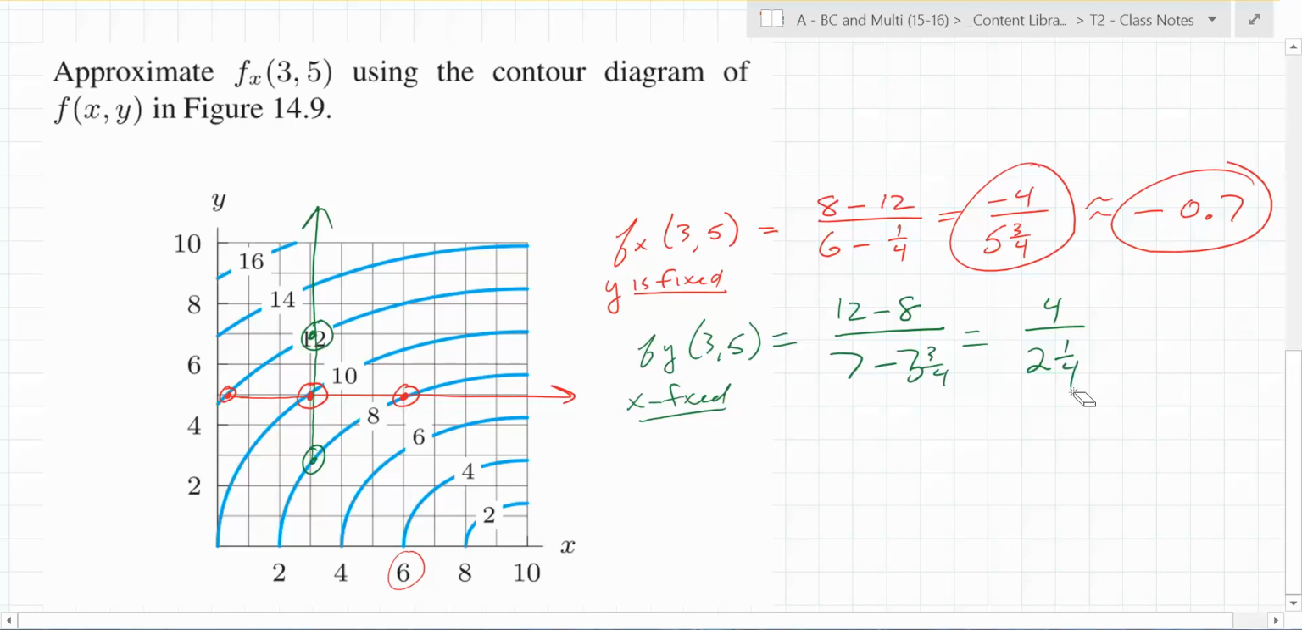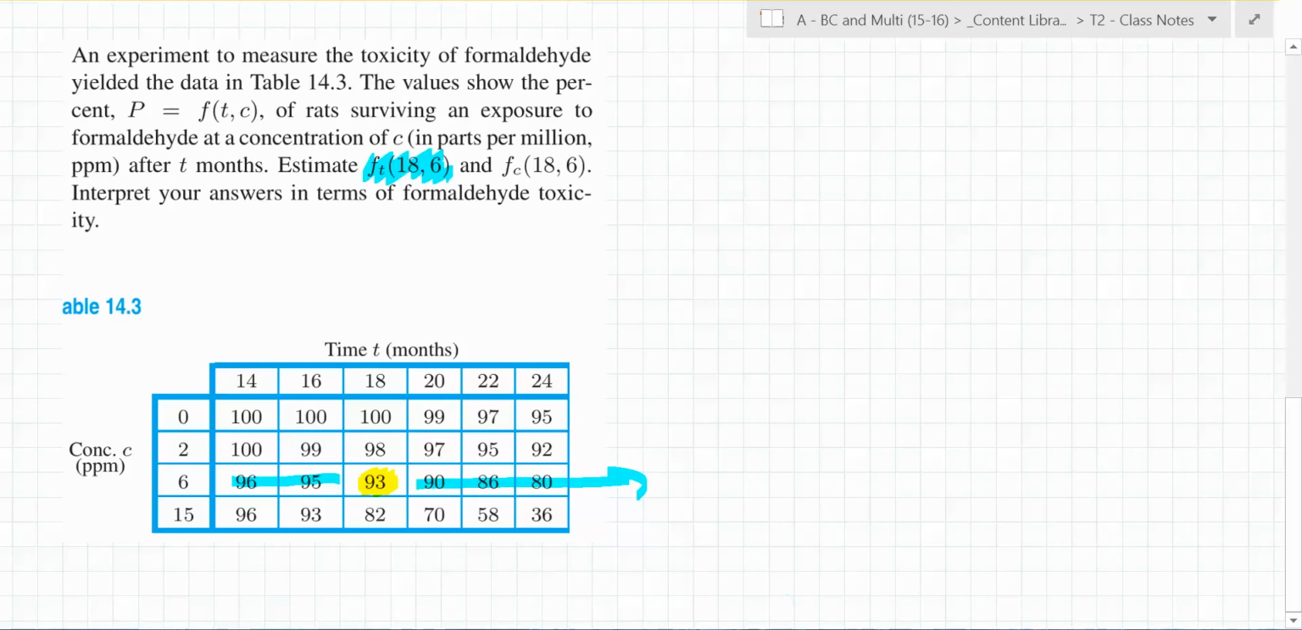Oh, that's totally the wrong subtraction. I'm sorry. It's 3 1/4, right? Like that? Does everybody see what I subtracted right there? Take a look at it. You're looking at that right there.